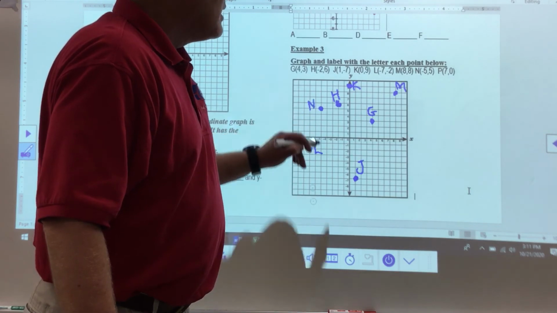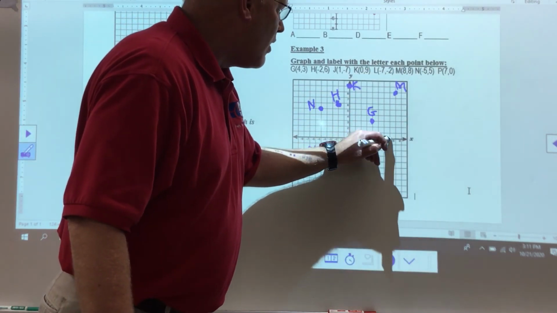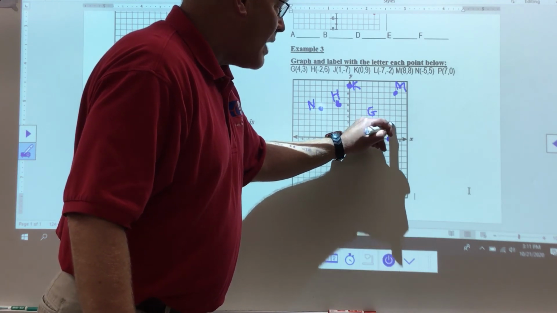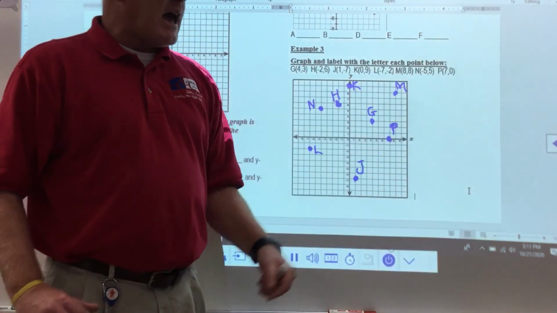N. And our last point that we have to do is P at 7, 0. So we go over 7 and then nowhere. That one's right on, point P is right on the x-axis.